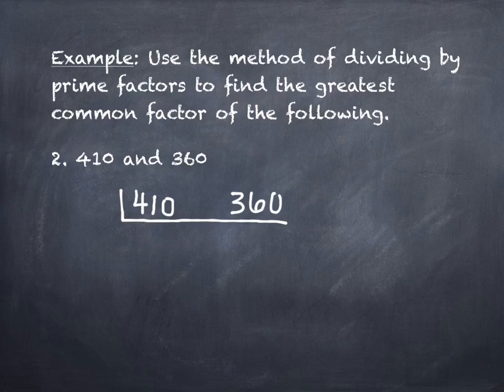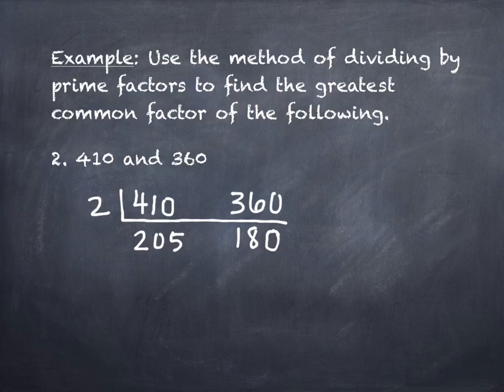Jonathan says 2. Okay, so Jonathan says 2. So somebody tell me 410 divided by 2. 205. And then I need 360 divided by 2. 180. All right, so far so good? So I'm dividing them at the same time. That's something different. I need to do the same thing again.